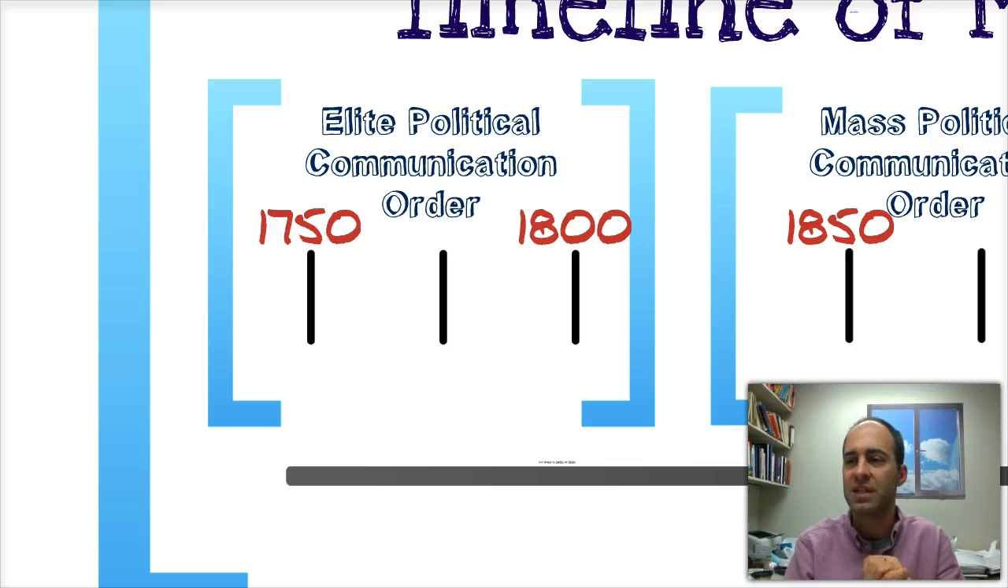all the way through the early 1800s, most political communication was really conducted face-to-face. This has to do with the print era that we talked about earlier. All political communication that didn't exist in a face-to-face manner was conducted through the printing press and primarily through newspapers. Those newspapers during this time were almost exclusively created for business and political elites. We've mentioned this before, and that's why this is the elite political communication order.